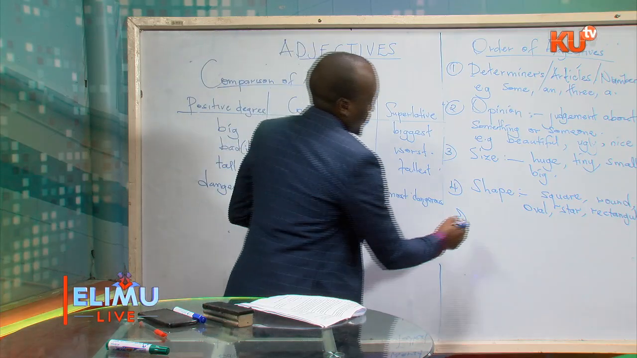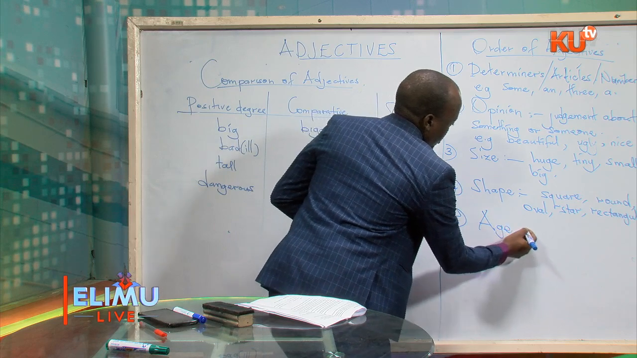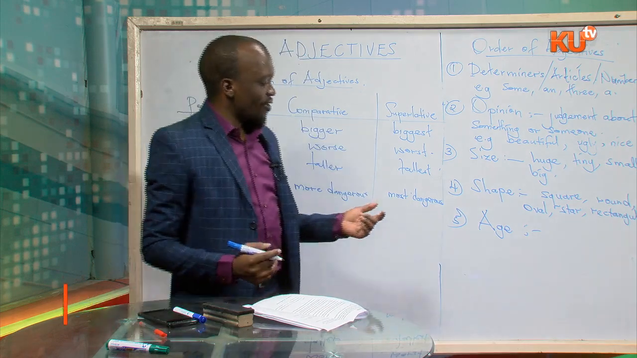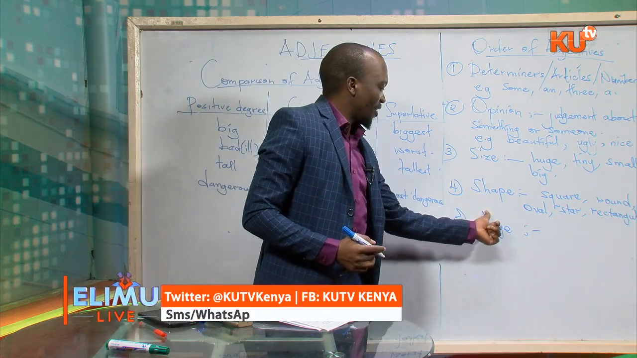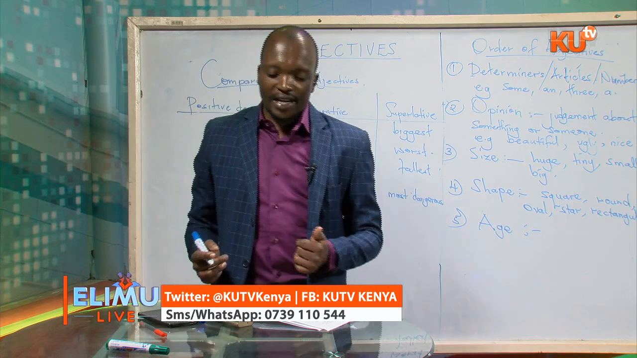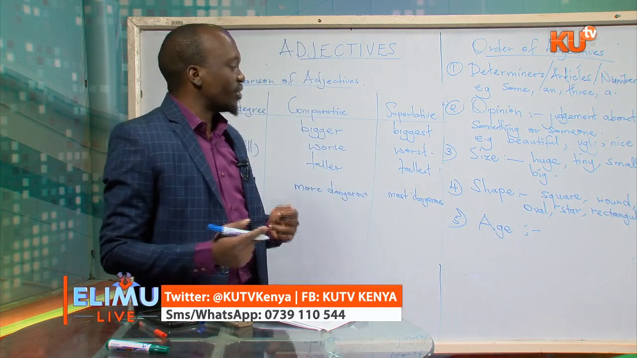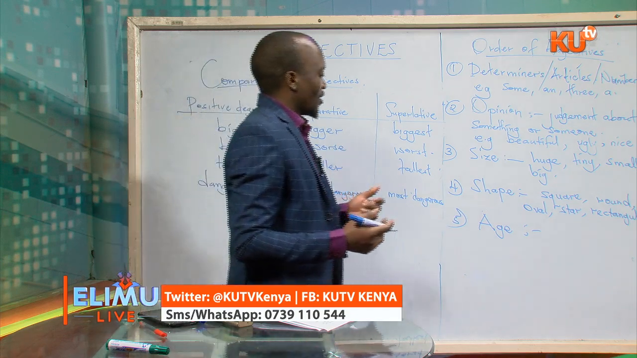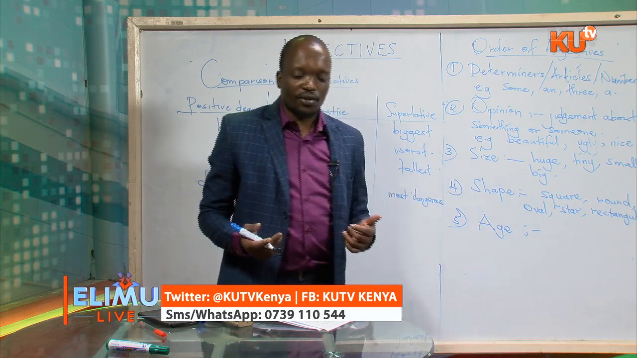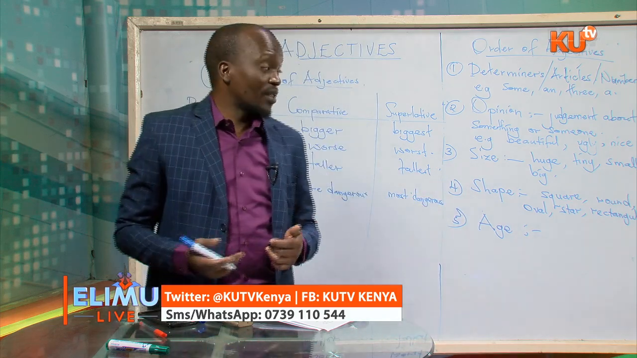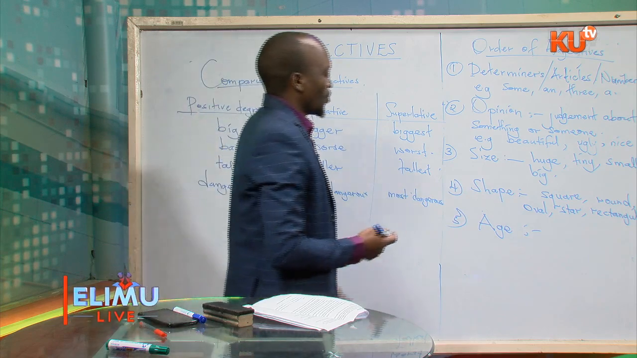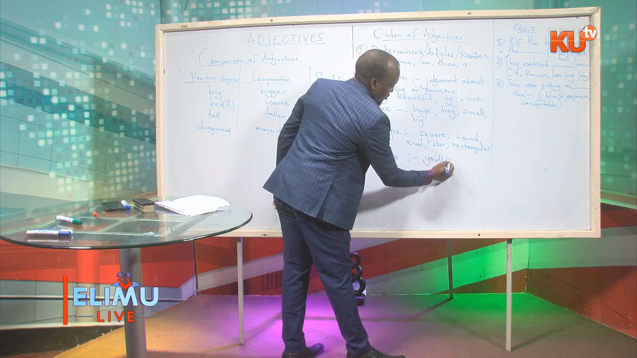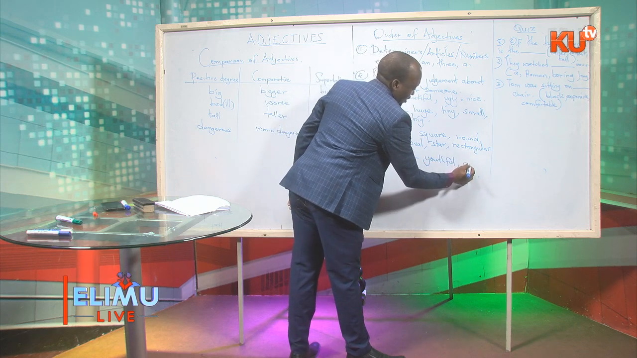Then after shape, we talk of age. When describing age, I believe you know what age is all about. But if I were to give a simple definition, I'll say that age is simply the duration of existence of an object or a person. Like if today I ask you, how old are you? You'll tell me maybe you are 12 years old. That will be your age. So in age, we shall use words like youthful. We can use words like a cake.